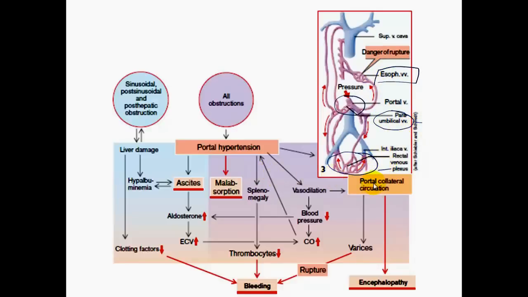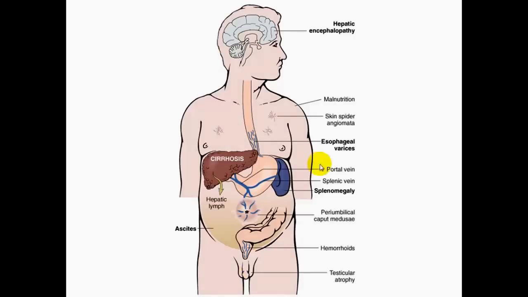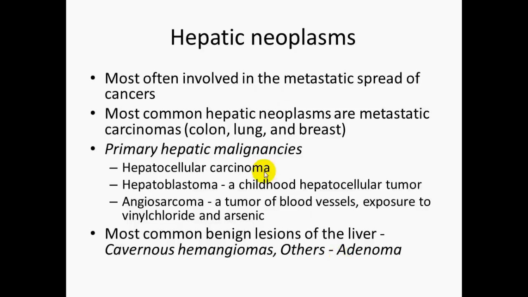So this portal collateral circulation may also lead to encephalopathy. There will be malabsorption, there will be ascites, hypoalbuminemia, decreased thrombocytes, decreased clotting factors, and rupture of the varices. All these things may lead to bleeding, which we have discussed earlier. So all these features we have discussed, and we now know the causes, the real story behind all these clinical features which are happening in these individuals.